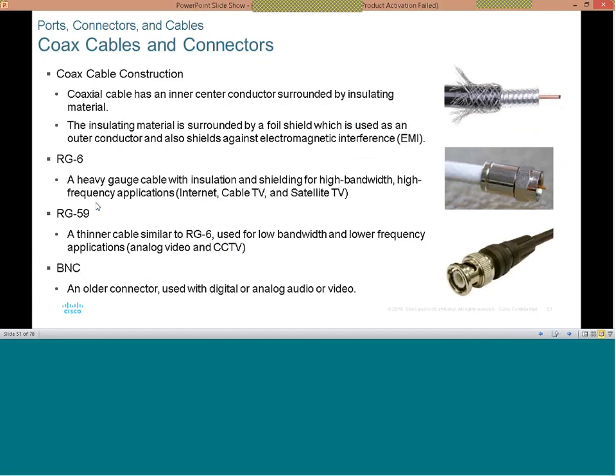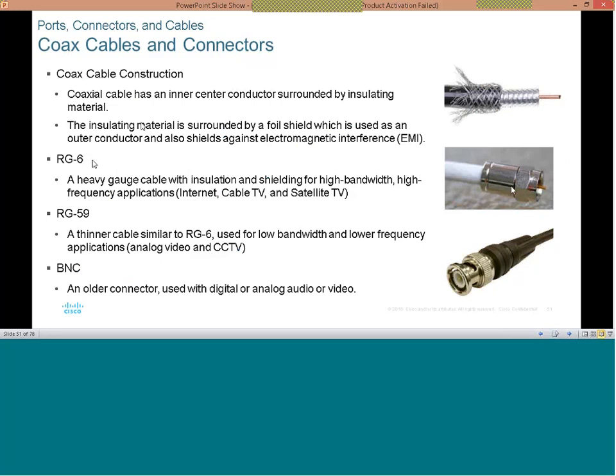And so we are still on connectors. We've talked about, and we'll be looking at, the different types of connectors. Here we're looking at coaxial cables and connectors. So, coaxial cable construction: coaxial cable has these connectors, and there are different types.